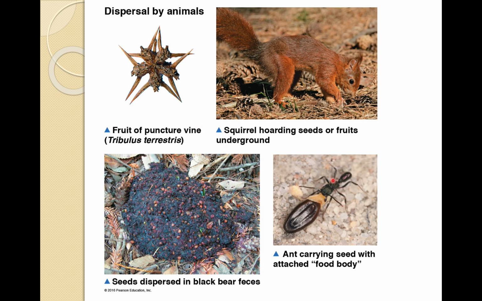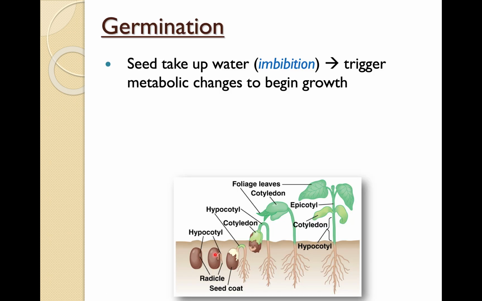You've got seeds that get moved around by ants, and black bears, when they eat these berries, they poop them out, and that actually allows the spreading of a lot of seeds, and so that's how a lot of plants get spread wherever bears live, which is great. Now, these seeds land, and what happens to them?